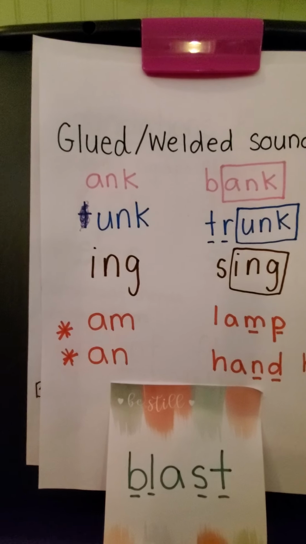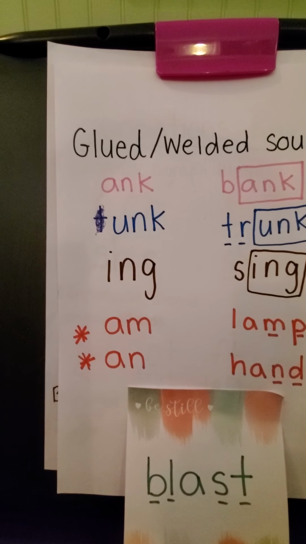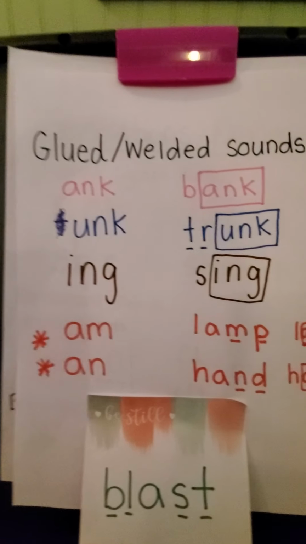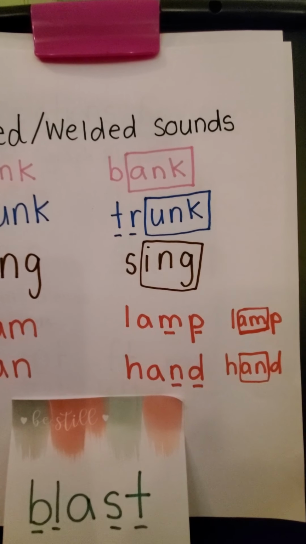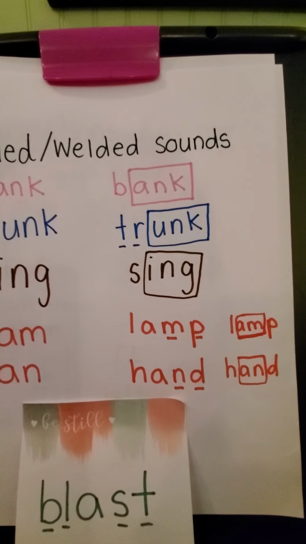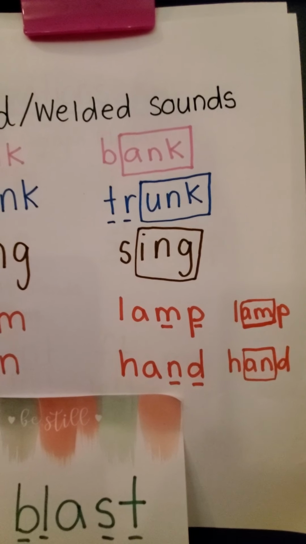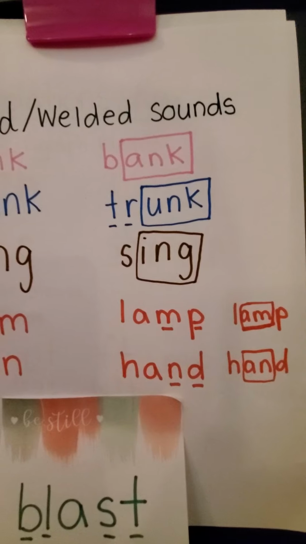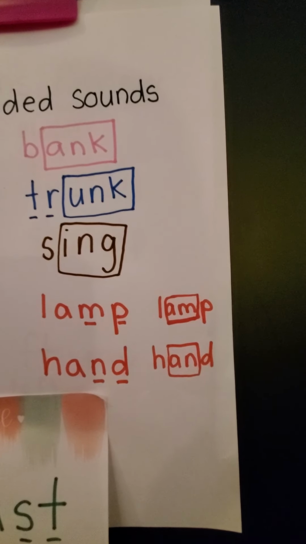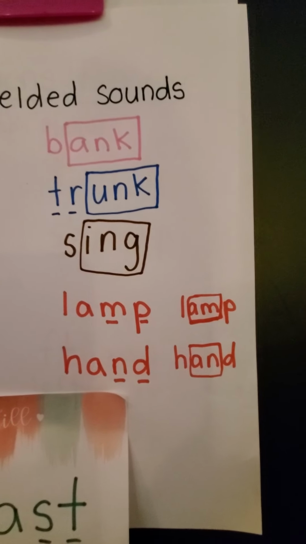Then we have am and an, and I put a star next to those because sometimes they can be together with a consonant blend, and that can get a little tricky. So for example, we have lamp. It does have AM, but it also has MP. So you could mark it a couple of different ways. You could just underline the consonant blend, MP, or you could box the glued sound AM. You don't want to do both, just one.